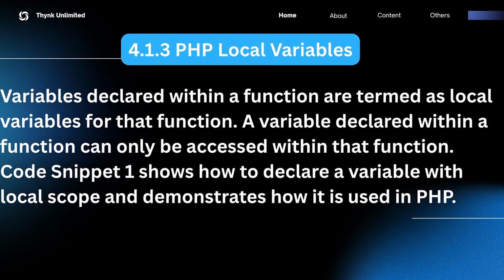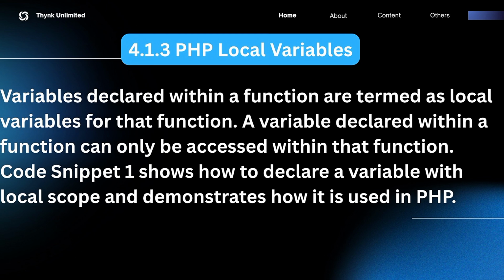This means that every time the function is called, a new version of that local variable is created. Local variables are very useful because they help keep data isolated within a specific function. This prevents unexpected changes to variable values from other parts of the program, reducing errors and improving code organization.